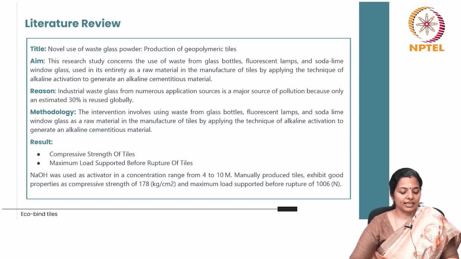This has resulted in compressive strength of tiles being very good, and the maximum load supported before rupture of tiles was also tested. Sodium hydroxide was used as an activator in a concentration range of about 4 to 10 M. Manually produced tiles exhibit good properties, with compressive strength of about 178 kg per centimeter square, and the maximum load supported before rupture was about 1000 newtons.